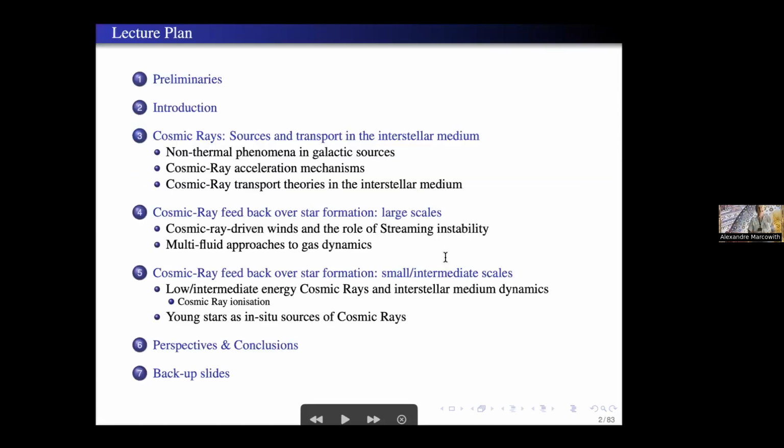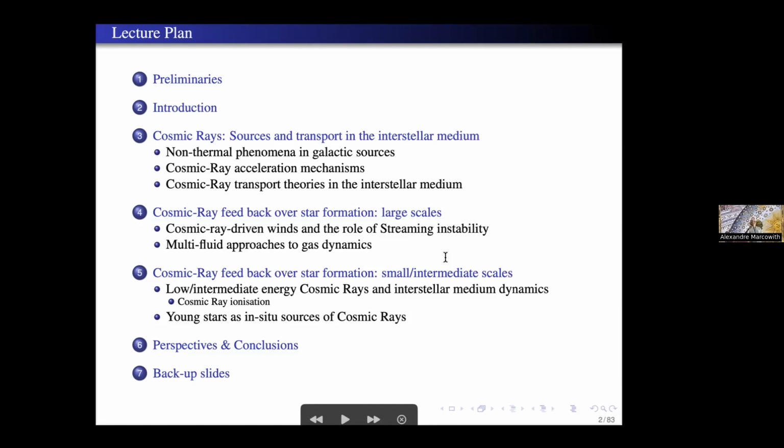So let's move to the lecture plan. There is a lot of material and I likely do not have time to cover it all. There are also a couple of backup slides if you have more questions. After some introduction, I will go into cosmic ray microphysics: the way cosmic rays are accelerated, and the way they are transported into the interstellar medium, because transport is a key ingredient if you want to evaluate the impact of cosmic rays on star formation.